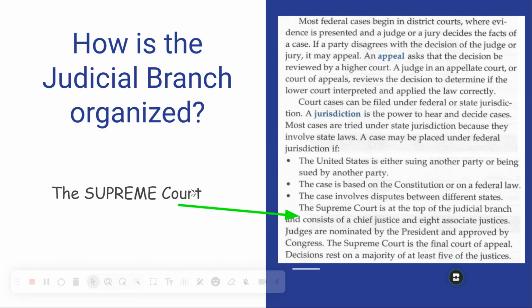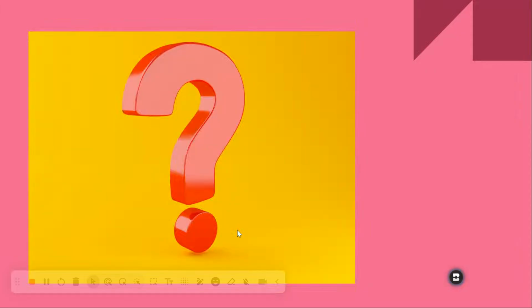And lastly, you have the Supreme Court. And if you remember, Supreme is the highest level of court. Now what I'd like to do is answer another question.